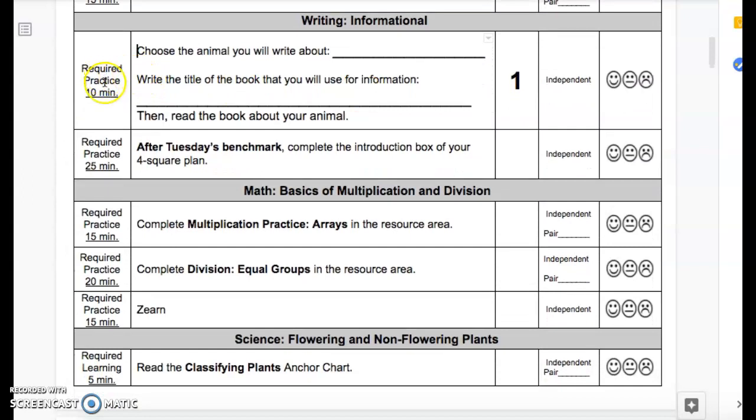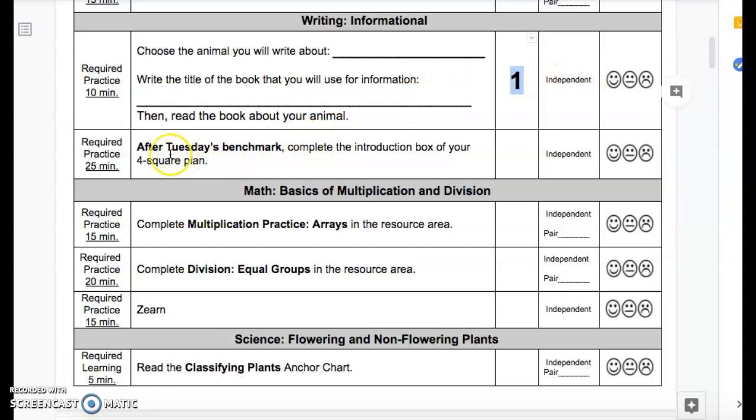Now we're down to the writing section. There's a required practice and a required practice. We wrote number 1. This is going to be your very first activity that every student is going to work on. You need to choose your animal that you will write about, write it on the line. Write the title of the book that you will be using, write it on the line, and then you need to read your book. This has to be, for every student in every class, the first activity that you complete. This is an independent activity.